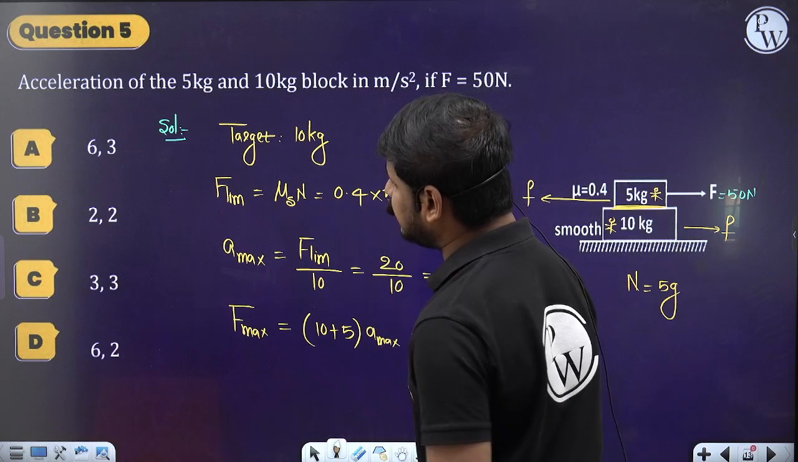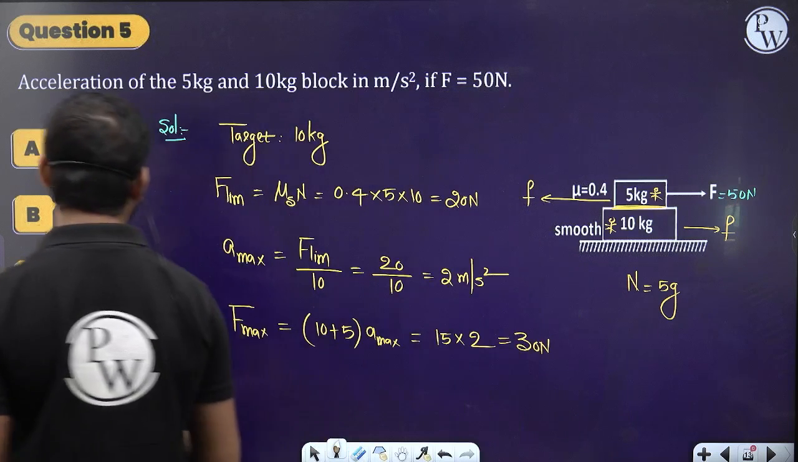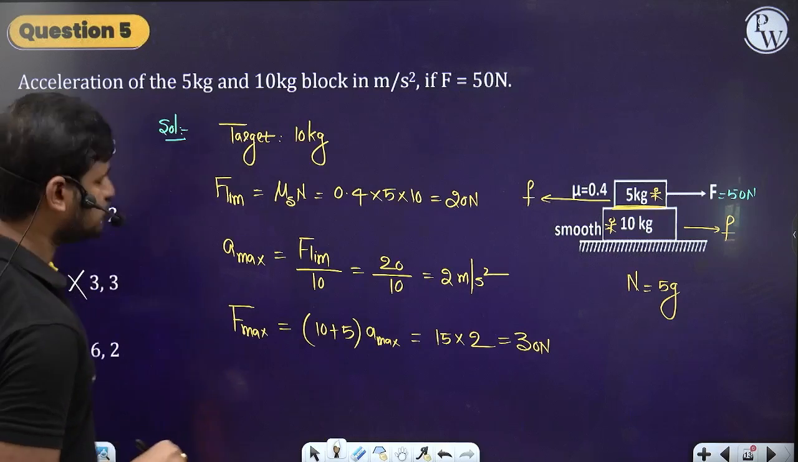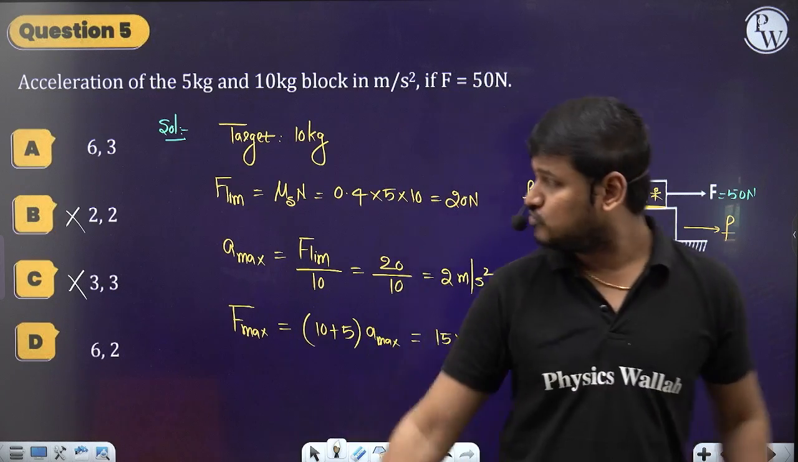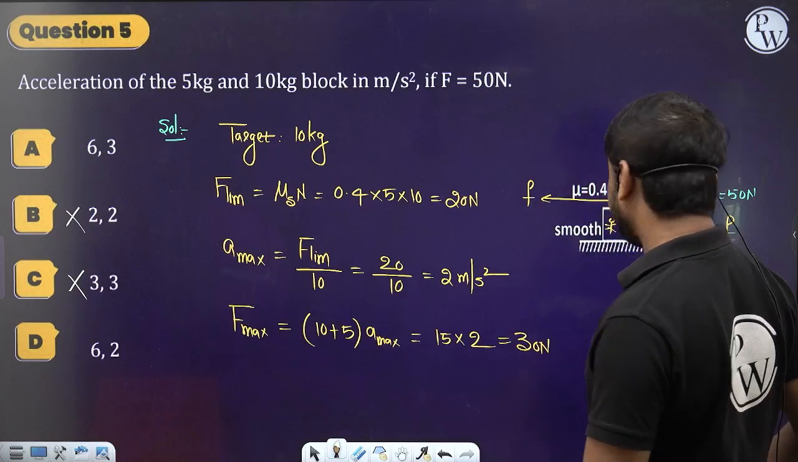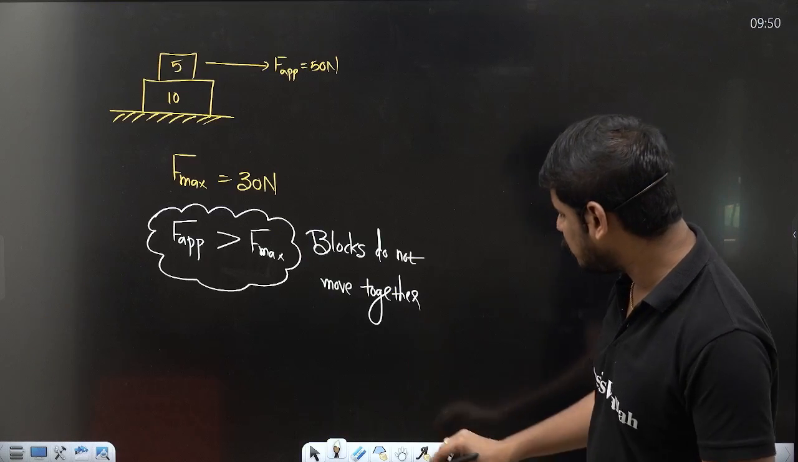Can we eliminate any options? Both the blocks do not move together, so their accelerations are not going to be equal. You can eliminate these two options directly. Now the only options left are A and D. So how do we find the acceleration of each block now?